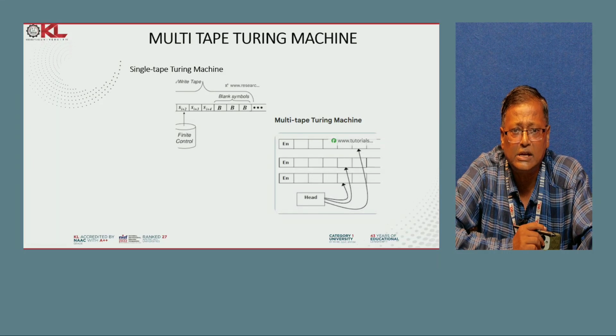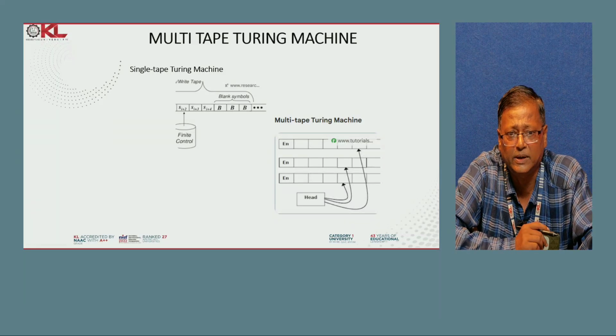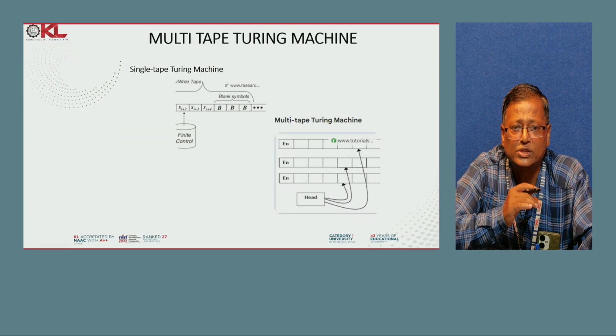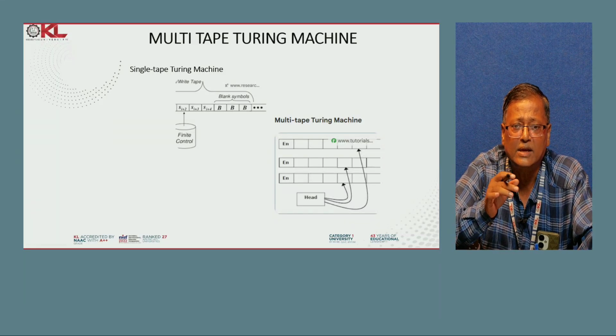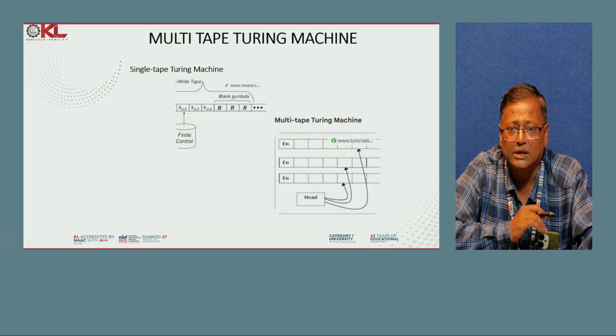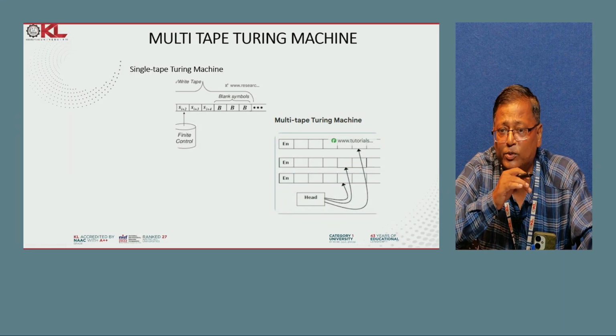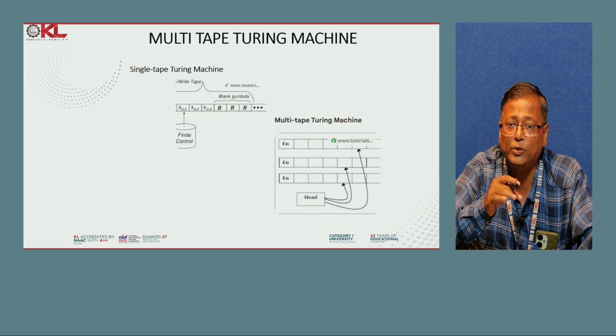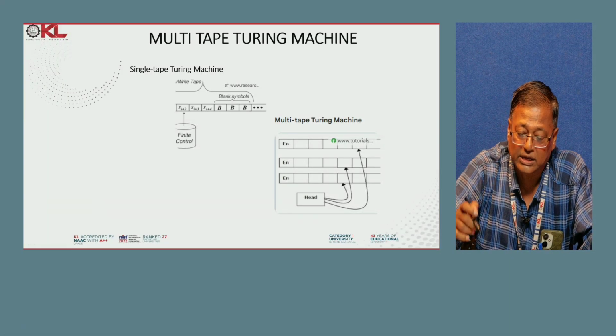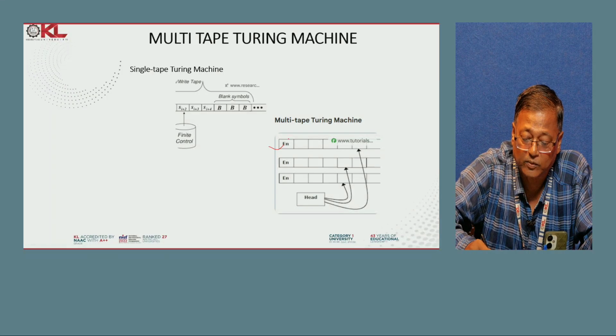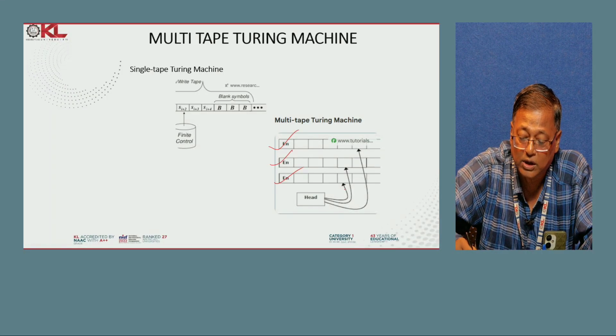Then we go for the multi-tape Turing machine. In a single tape Turing machine, it has a single tape. It has a finite control unit which reads one cell at a time, and we move left to right. But in the multi-tape Turing machine, it has multiple tapes with multiple heads. However many tapes, that many heads. Here there are 3 tapes, tape 1, 2, 3, and each head is pointing to a different tape.